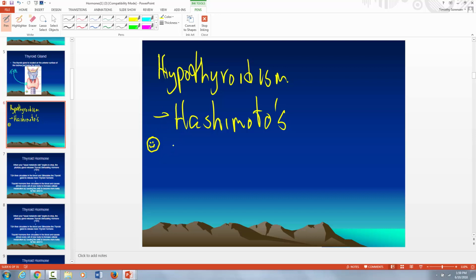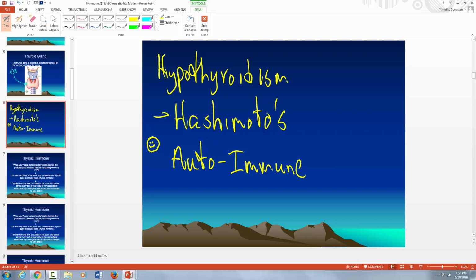Okay, so hypothyroidism and Hashimoto's disease, the most common form, is referred to as autoimmune. So basically what that means is that the immune system did not get the message that your thyroid is good for you. You need your thyroid gland. So what happens is B cells and T cells, specifically B cells, will begin to produce antibodies. And these antibodies will begin to destroy the thyroid gland.